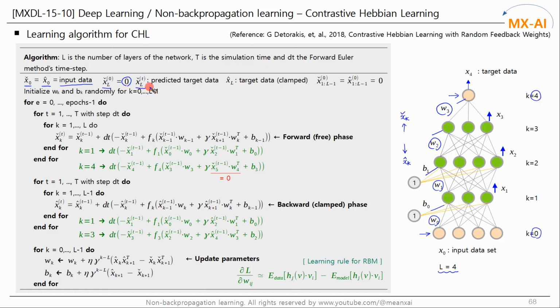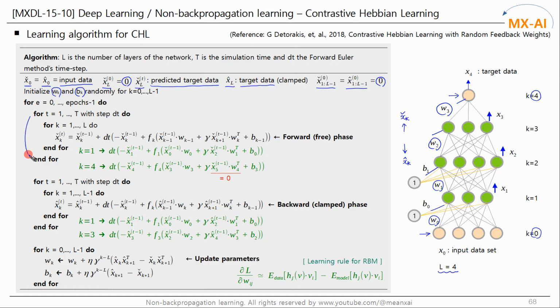X-check L represents the final outputs of the network, i.e. the label or target data predicted during the forward phase. X-hat L is the fixed target data, and the outputs of hidden neurons are also initialized to 0. The weights and biases of each layer are randomly initialized.